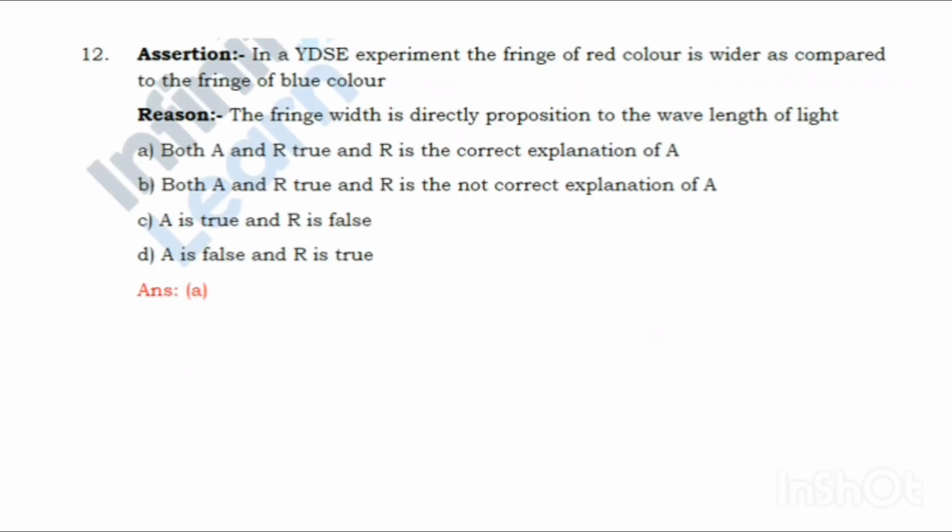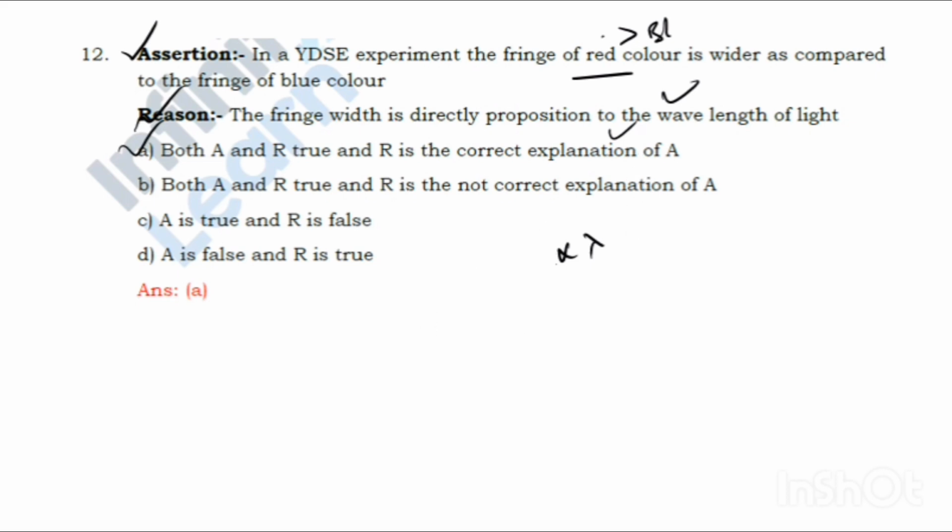Here in Young's double slit experiment, the fringe of red color is wider as compared to the fringe of blue color because the width of the fringe is proportional to wavelength, right? So the wavelength of red color is more compared to blue, right? So this assertion is true, and fringe width is directly proportional to wavelength, so this is also true, and both are true, and the reason is the correct explanation, right?